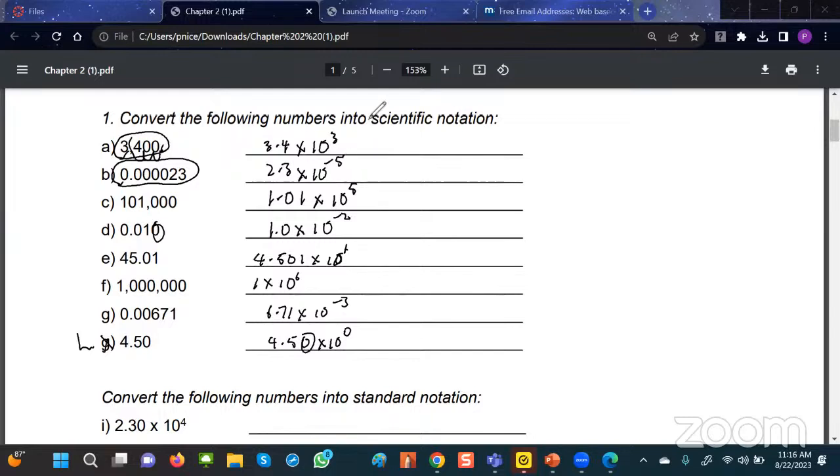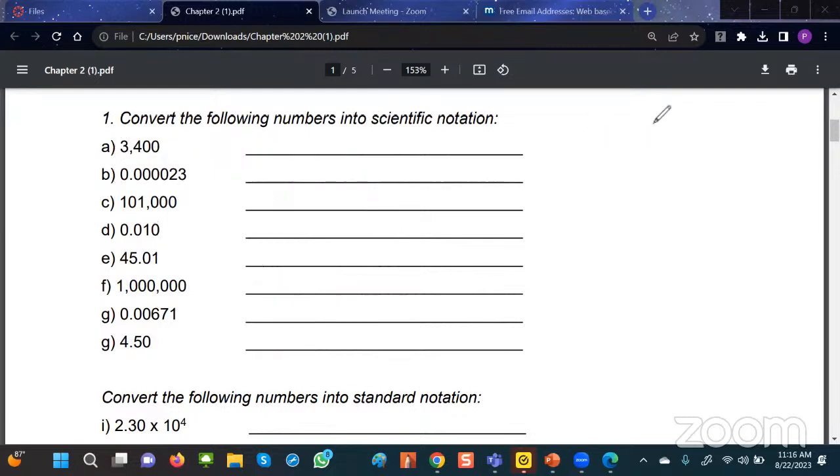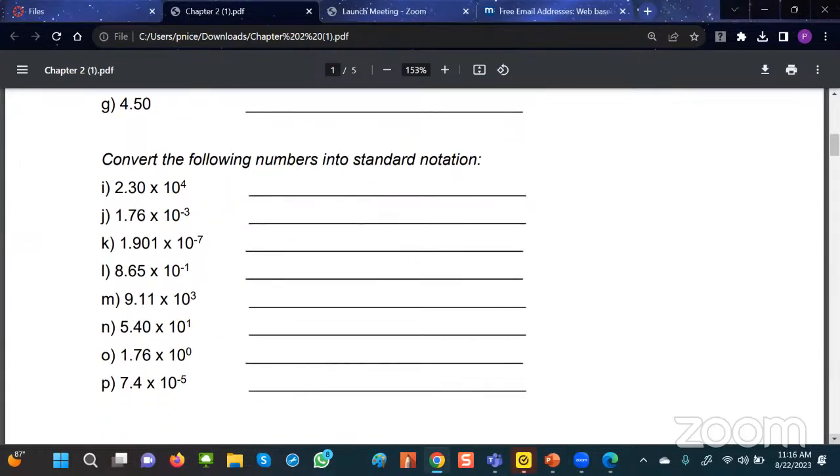standard notation. So is it okay for me to clear all this? Yep. Okay, so let me clear this now. And then let me scroll down. So now we're going to do the reverse. Let me get back my writing implement here. Okay. So what would be the answer for this? Let me get rid of this. Okay. So what's the answer for the first one?